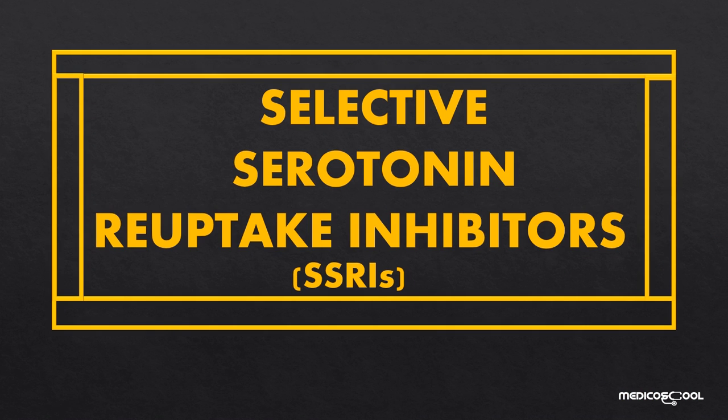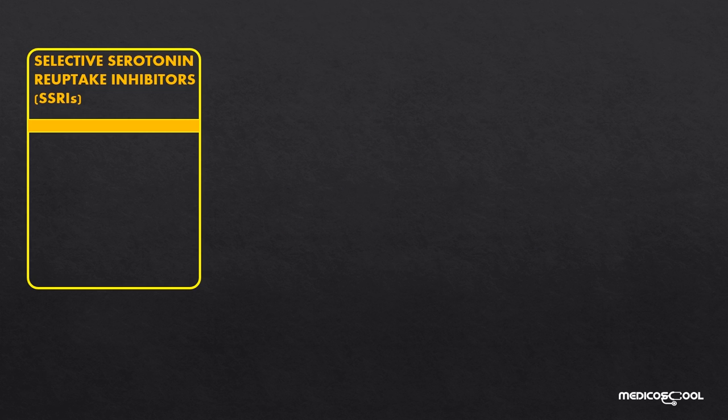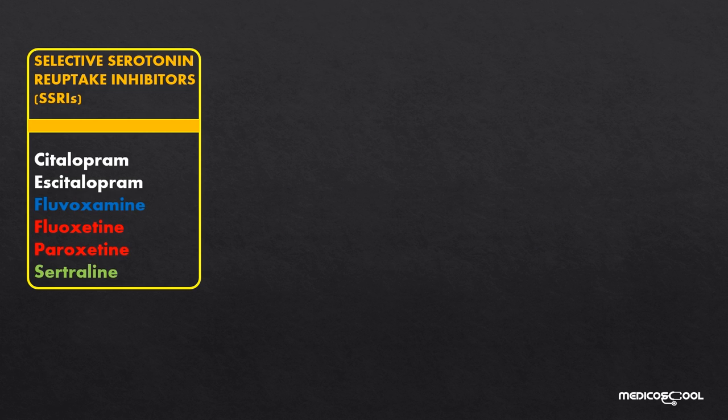Bismillahirrahmanirrahim. So today we are going to study about the selective serotonin reuptake inhibitors. So let's start. Selective serotonin reuptake inhibitors include drugs like citalopram, escitalopram, fluoxetine, paroxetine, and sertraline.